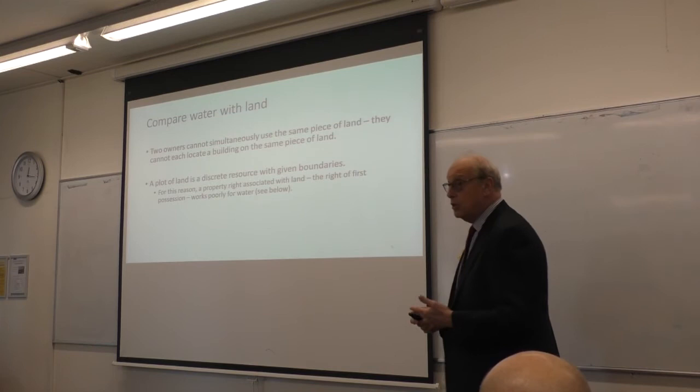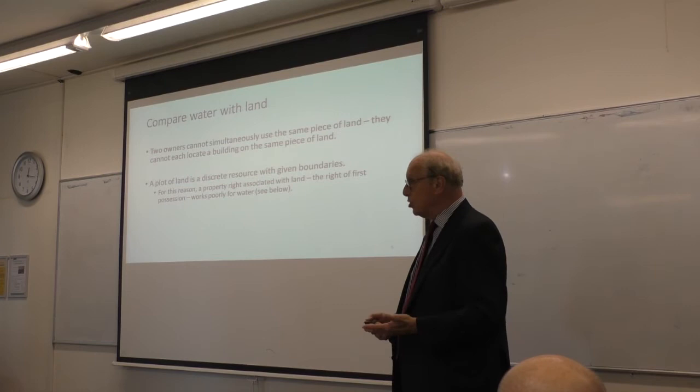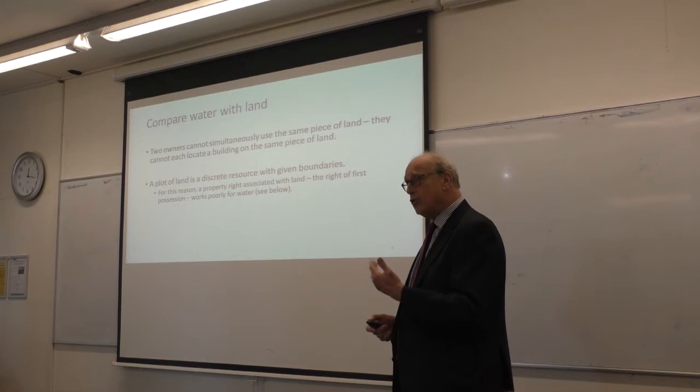You can't have two people owning land for the purpose of building a structure. Only one person can have a structure. And so to a much greater extent, land is a discrete resource than a volume of water.